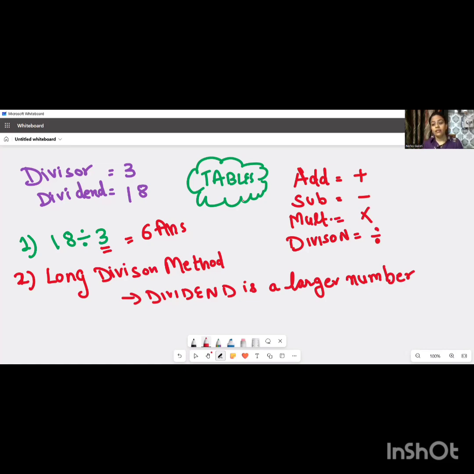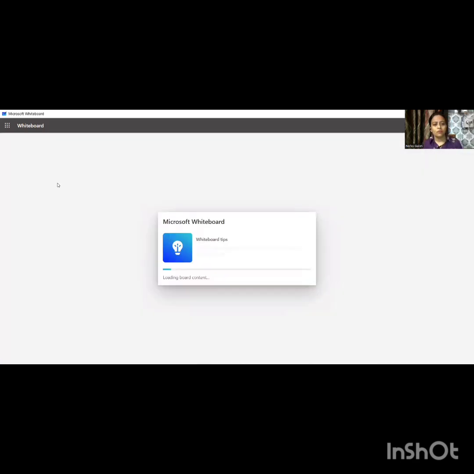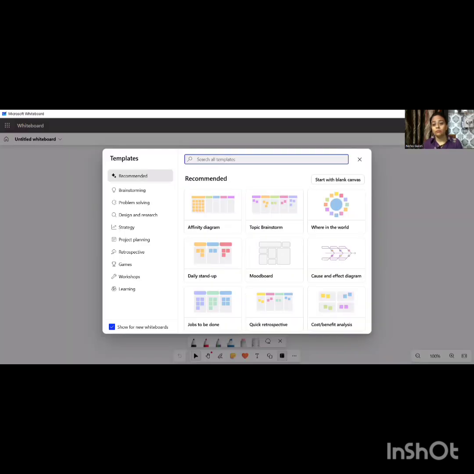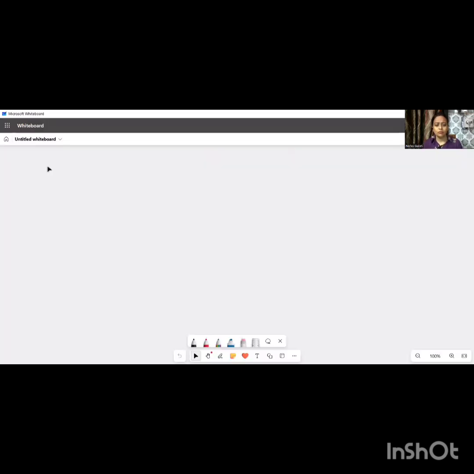Till now, if you are feeling any doubt, just mention it in the comment section below. I will take every doubt and solve all the confusion. Okay, now let us move to the long division method. This method is very important because in exams you will find most of the questions related to it. So just write it in bold letters: long division method.